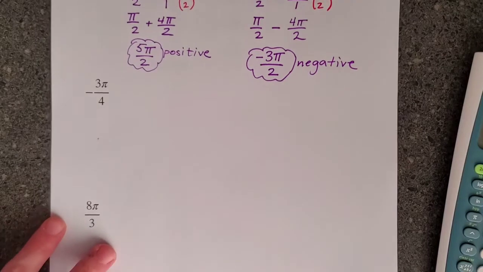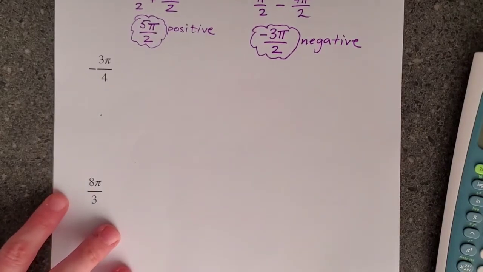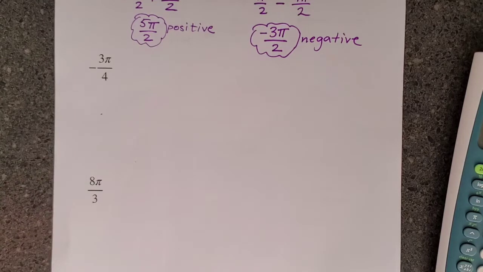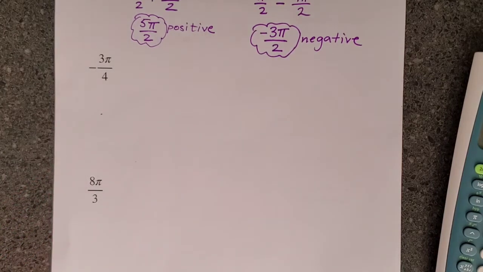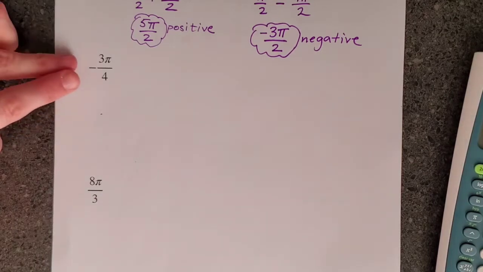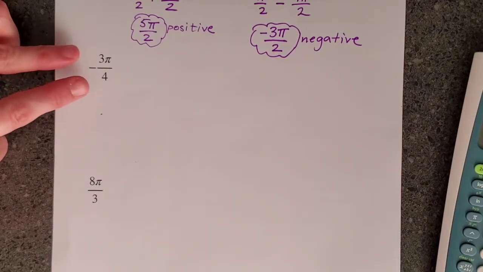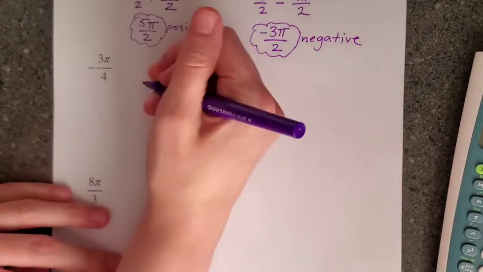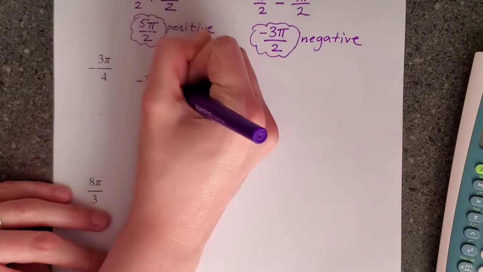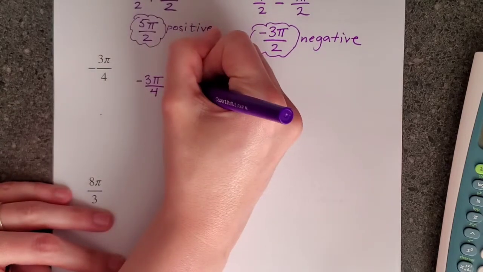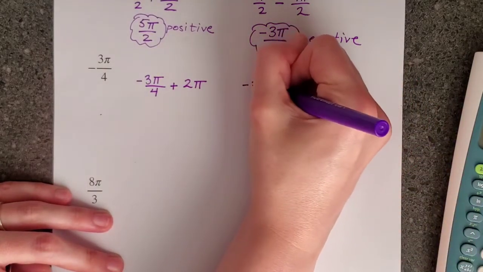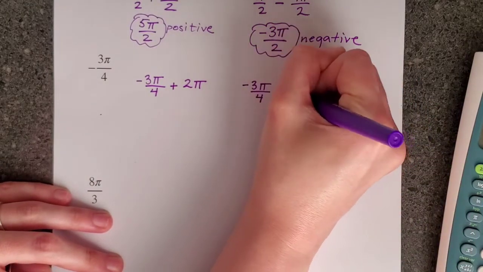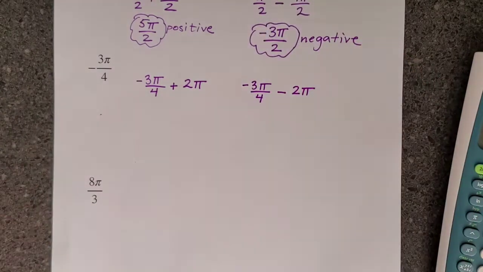Sure, let's do a couple more of these. So for all of these, no matter what, we are adding or subtracting 2 pi in either direction until we answer the question that it asked. So we are finding a positive and a negative coterminal. This one, negative 3 pi over 4, that's already negative. So I'm going to add 2 pi and subtract 2 pi.